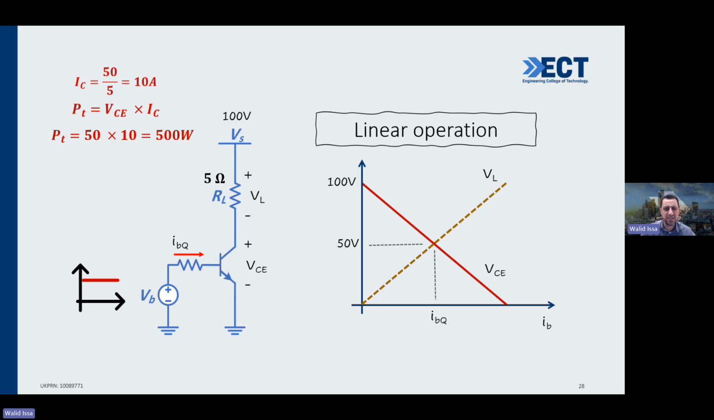And if I ask you what is the power dissipated by my transistor, because I want to see if it will heat up or do I need a heatsink or no, I need to substitute by this equation, which is power of a transistor equals the voltage across my transistor, which is 50 volt, multiplied by the current in my transistor, which is 10 ampere, and that will bring 500 watt. Massive, massive power dissipation.